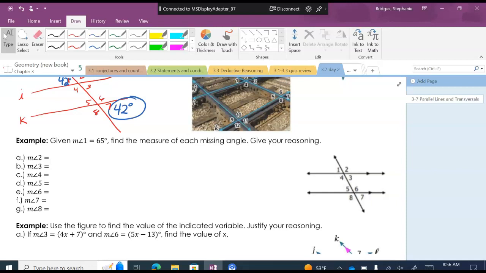How could I go about finding angle 2? They're supplementary, right? So we would take the 180, and we would subtract the 65. And that's going to be 115. And so if angle 2 is 115, what else is 115? 4. And what would angle 6 be? 115. And angle 8 would also be? 115.